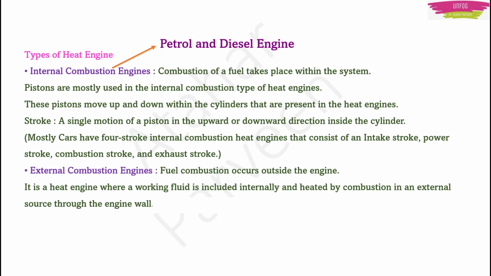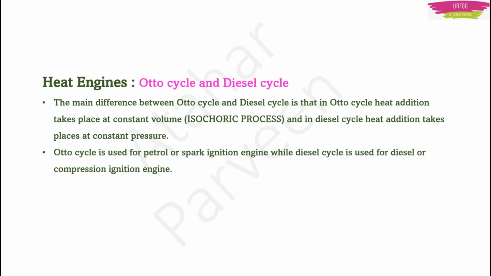Okay. Now what is the difference between petrol and diesel engines? Means there are 2 types of cycles happening. One is the Otto cycle, the other one is the diesel cycle. The main difference between this Otto cycle and diesel cycle is that in Otto cycle, heat addition will take place at constant volume. That is, there will be an isochoric process. This is a Otto cycle. And in diesel cycle, heat addition will take place at constant pressure. That means it will be an isobaric process. That is your diesel cycle.